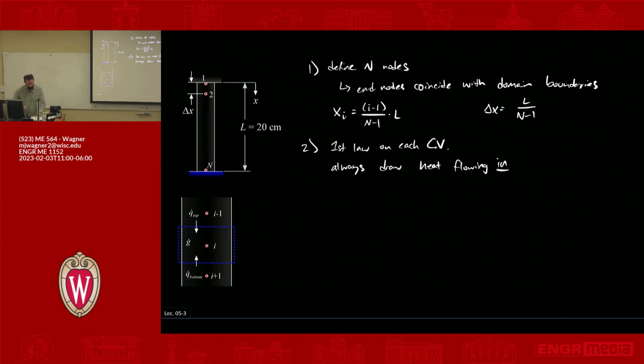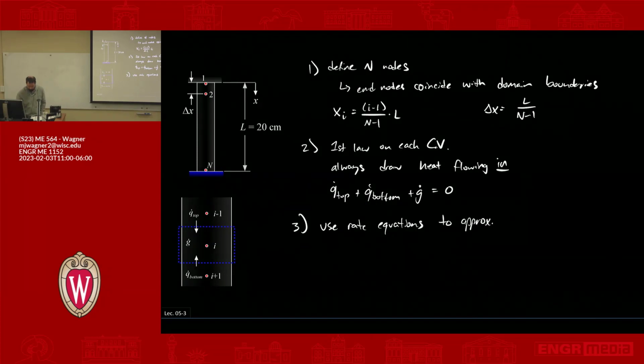All right, so we've got our control volume. So let's write out the energy balance. It's going to be Q dot top plus Q dot bottom plus G dot is equal to 0, right? Incidentally, this is for node I. You have to repeat this for every single node. So we could add subscripts on that to say I. We'll do that later. Step 3 is use rate equations to approximate each term.